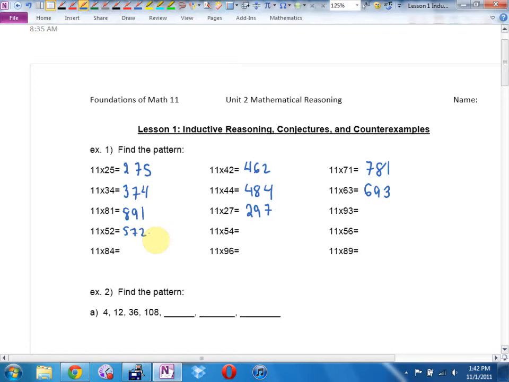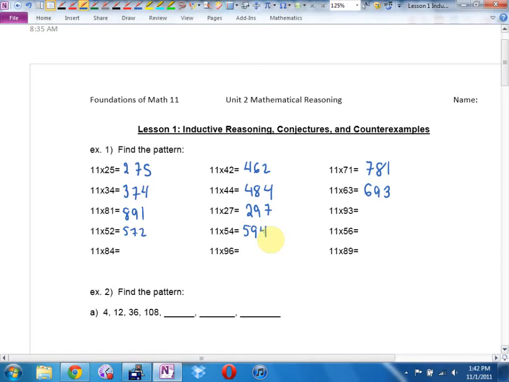11 times 54, who can tell me what that is without a calculator? Did you do it with a calculator or without a calculator? You spotted it? Okay. Sit up straight and feel superior. And he did. Did you see that? Well, yes. The next one is also a weird one. It fits the pattern, but strange. In fact, the rest of them fit the pattern, but strangely.